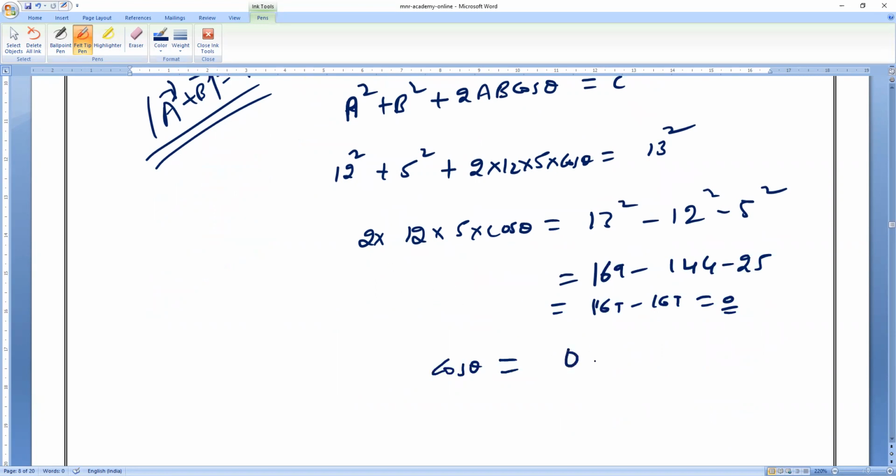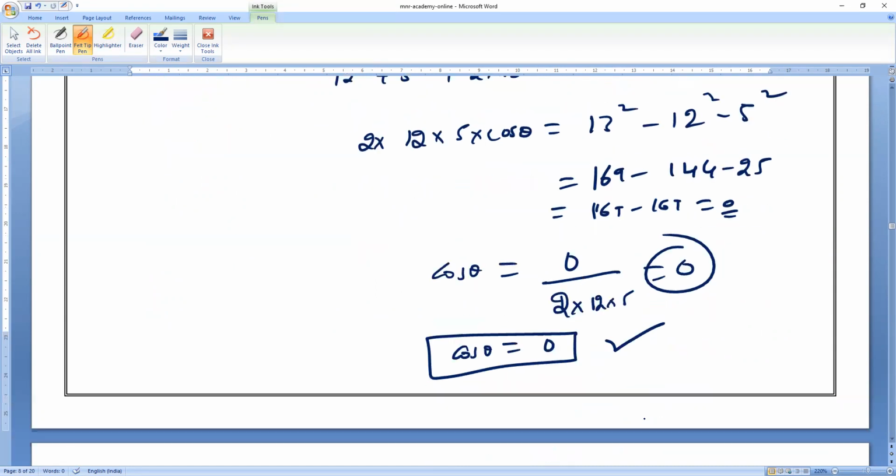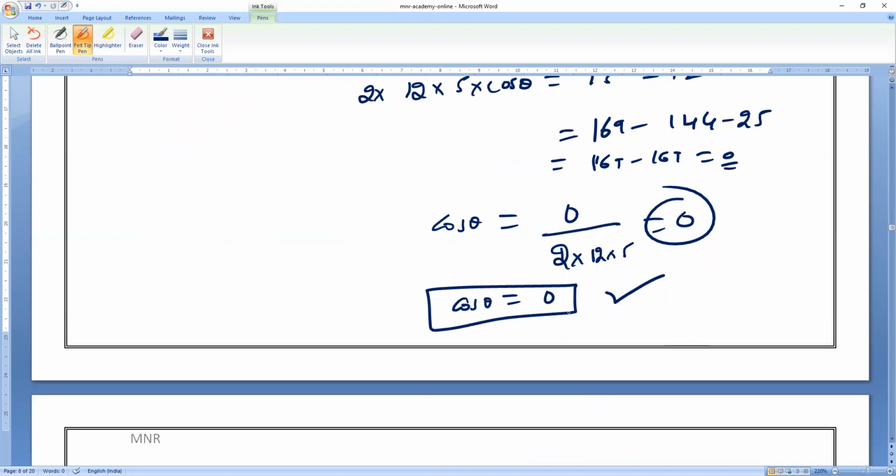So cos theta is equals to 0. This all will come. Of course, 2 into 12 into 5. So everything will become what? 0. Zero. So cos theta is equals to what? Zero. Cos theta is equals to how much? Zero. That's all it is. Understanding, everybody? All of you understood? Yes, sir. Find the angle between them, you can find it. So now if they want the angle, then theta is equals to cos inverse of 0.